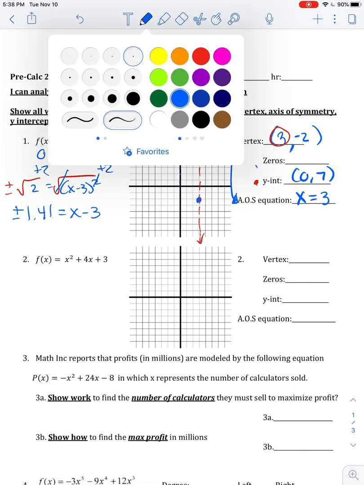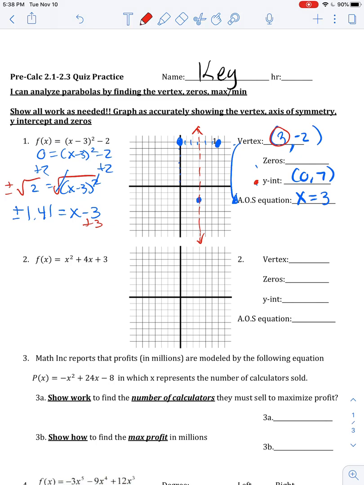I have positive and negative 1.41 equaling x minus 3. But I have to go in here and add 3 to get rid of it. So x is going to either equal 1.41 plus that 3, or the second option is negative 1.41 plus that 3. So if I go ahead and do that addition in the first one, I'll get 4.41 as one of my zeros, which is a place that it'll cross the x. And then the other one, I'm getting 1.59. Okay. So my zeros are going to be at x equals 4.41 or 1.59.